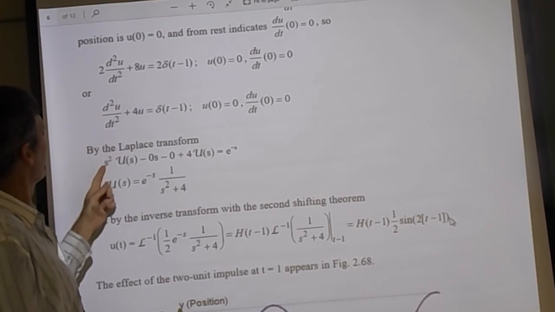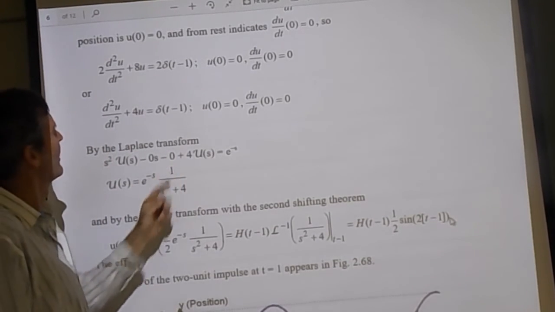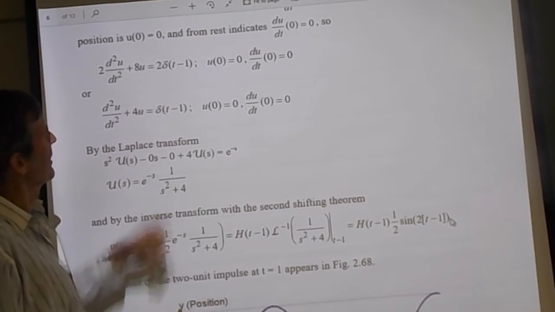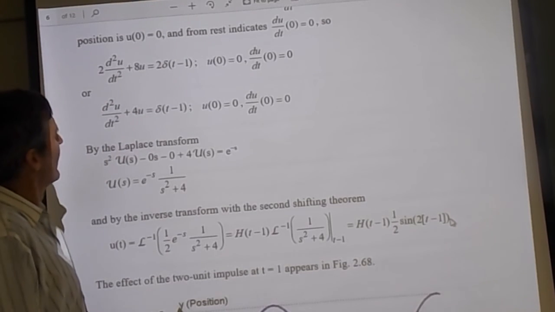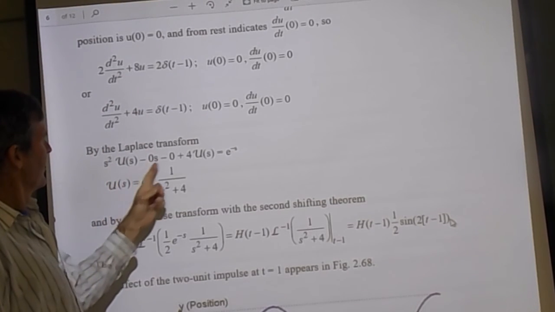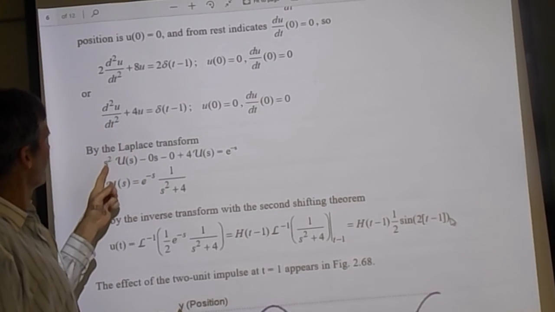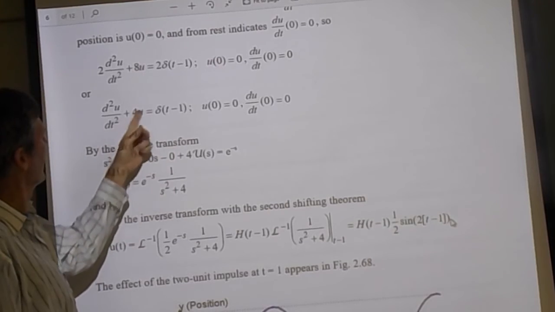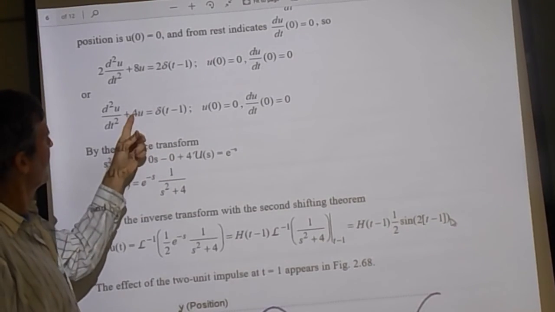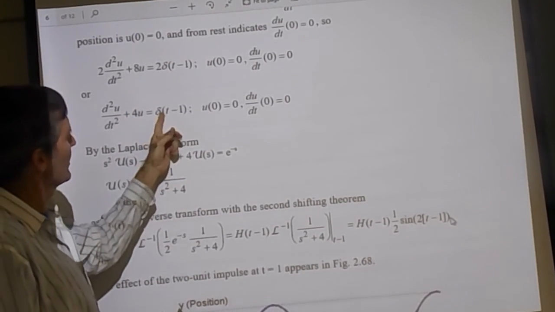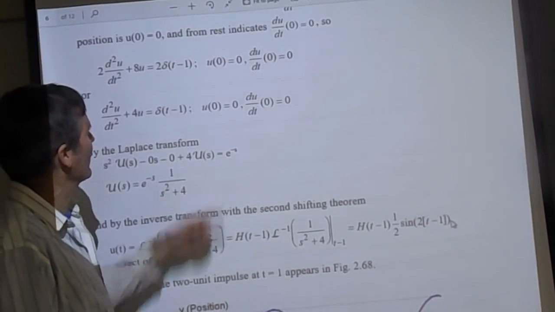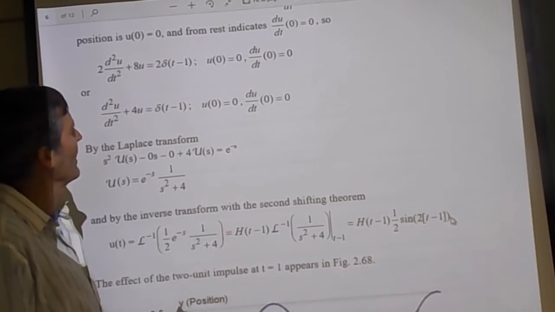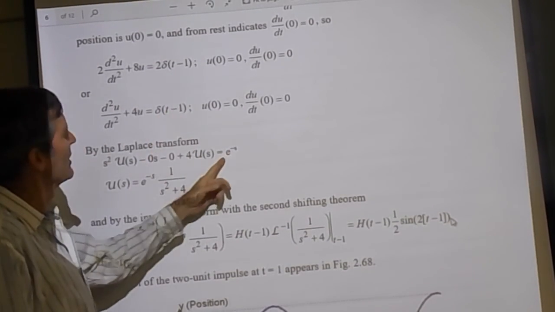You take the transform of both sides and you get this. Right, here's the differential equation. I'll divide it through by 2 just to make it a little easier here. And the transform of the second derivative is s squared u of s minus 0 times s minus 0. And the transform of 4u is 4u of s, and the transform of the Dirac delta function is e to the minus s. We said a Dirac delta function at t equals 1 is e to the minus 1 s.